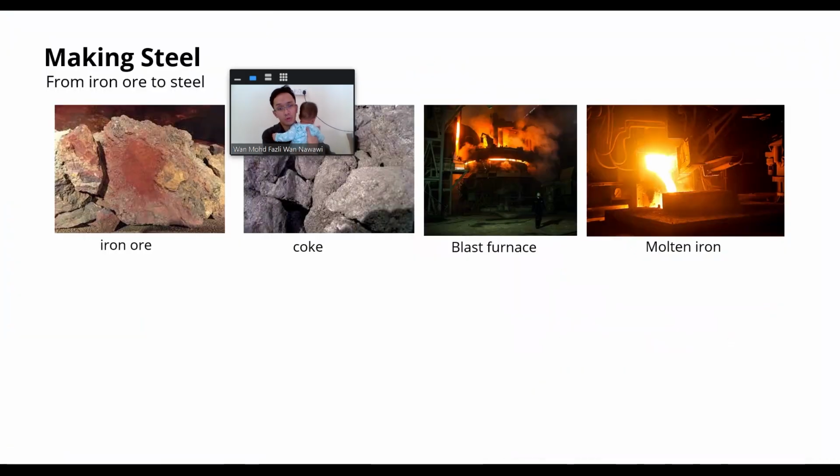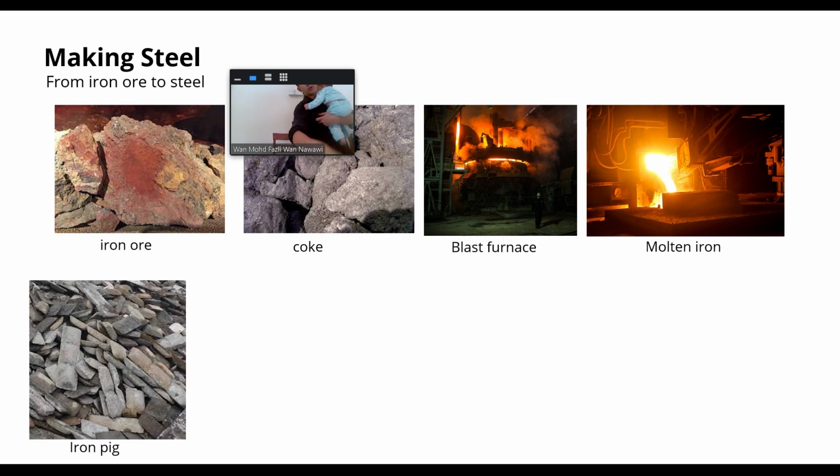So to show that there's still carbon inside that, but the carbon here is around 4%. That's more or less in the cast iron region. So when you get molten iron, you get this iron peak. Iron peak is basically the iron with some carbon.